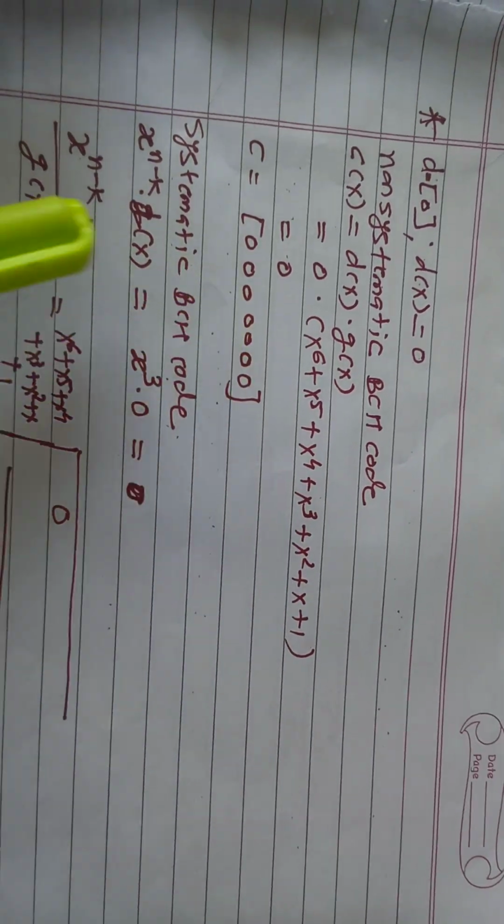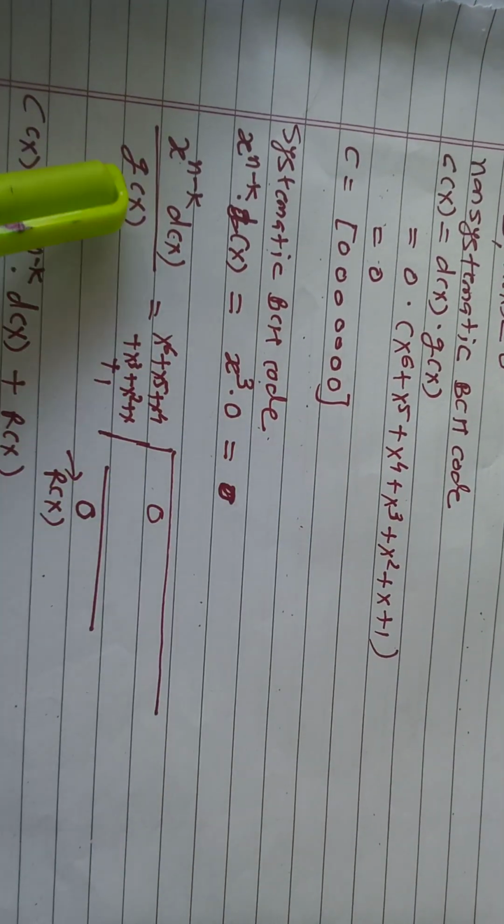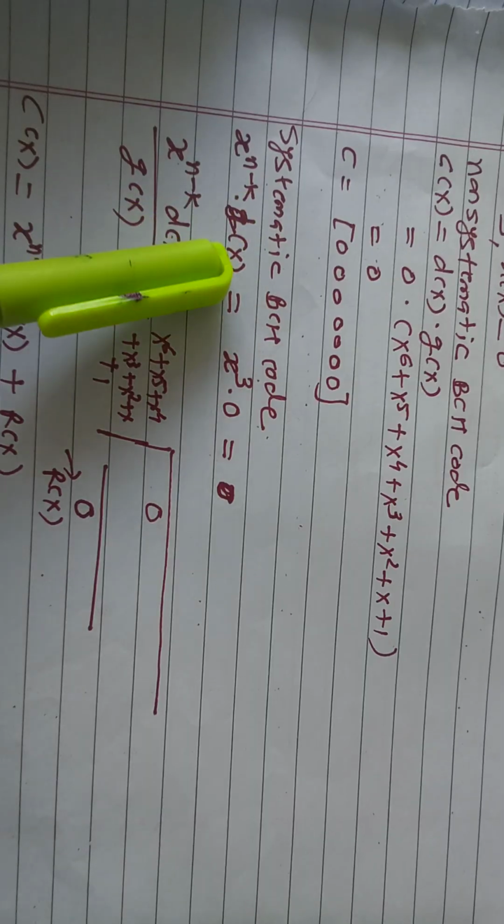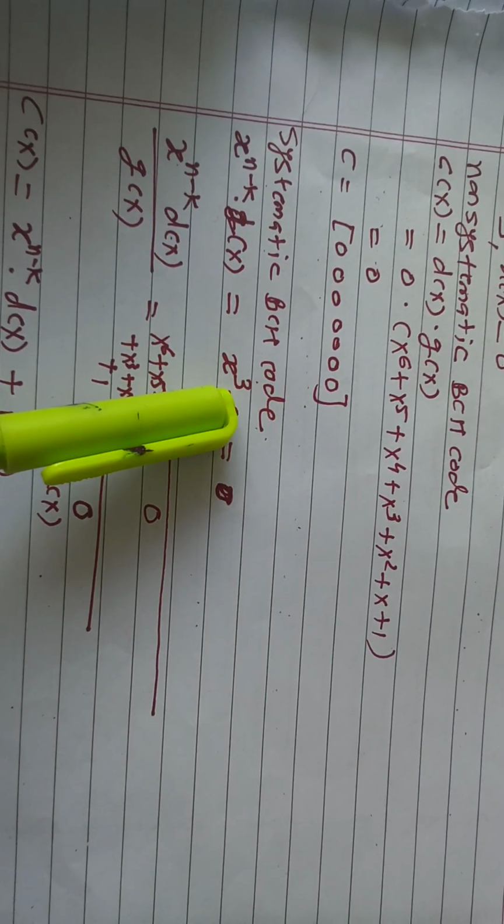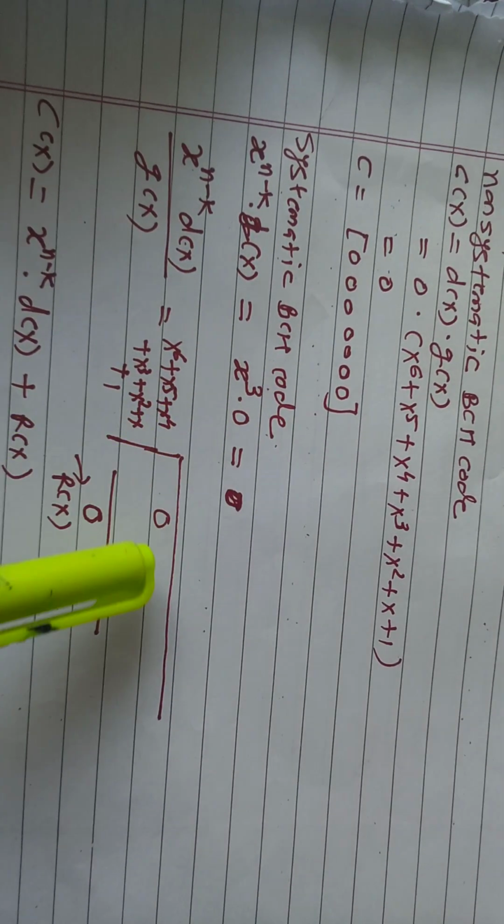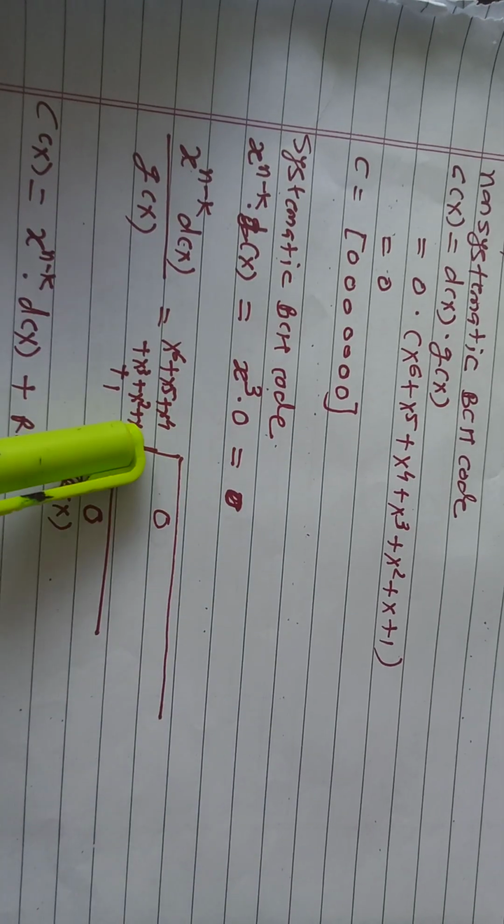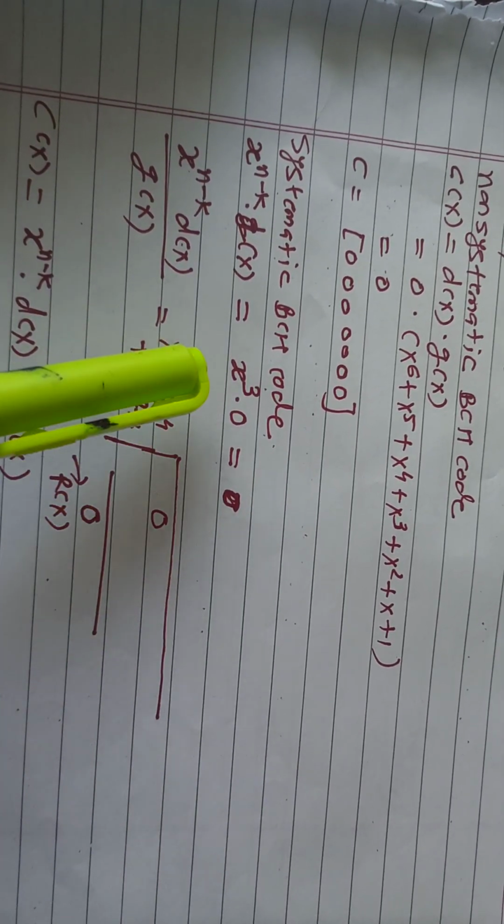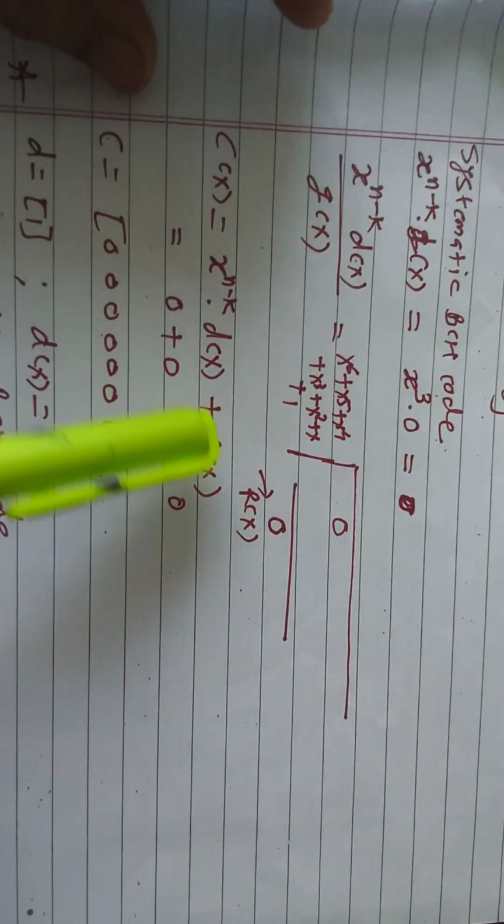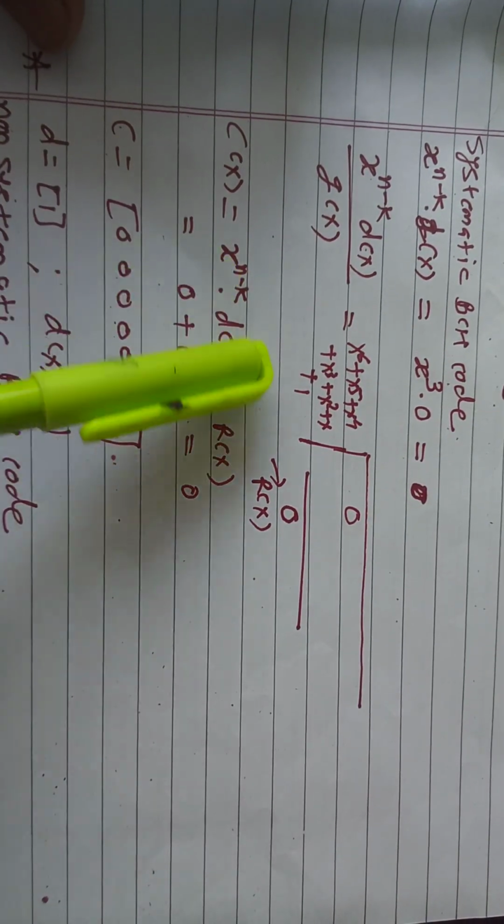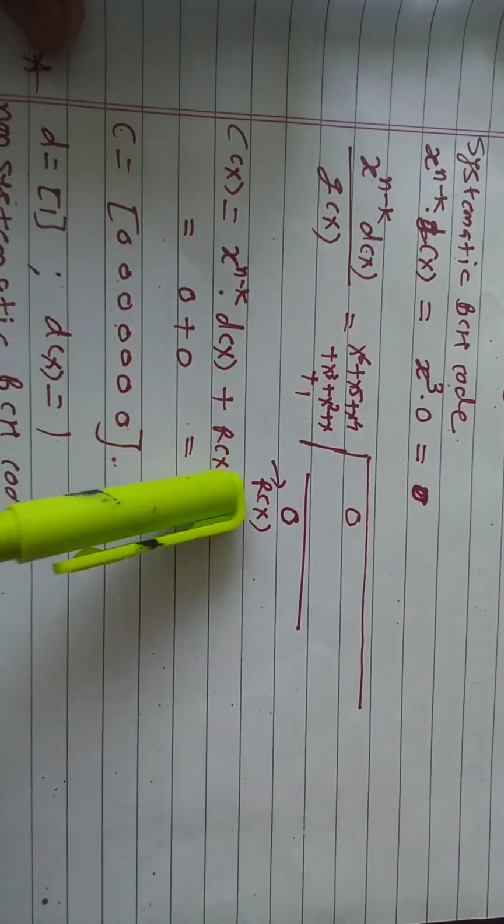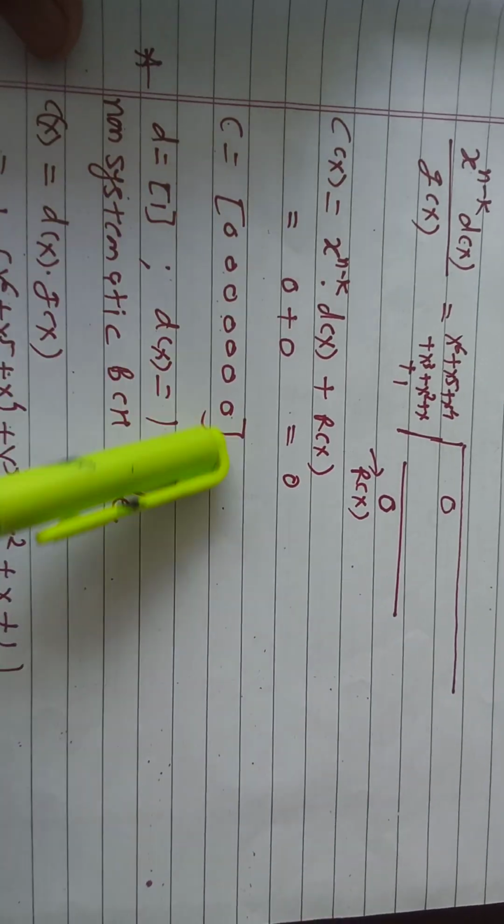So cx is 0. Systematic BCH code is x raised to n minus k into dx. So x cube into 0. dx is 0. So that is 0 divided by gx. So this degree is very less than 6. So remainder is 0 only. So cx is x raised to n minus k dx, that is 0 plus rx, 0. So c is 0.